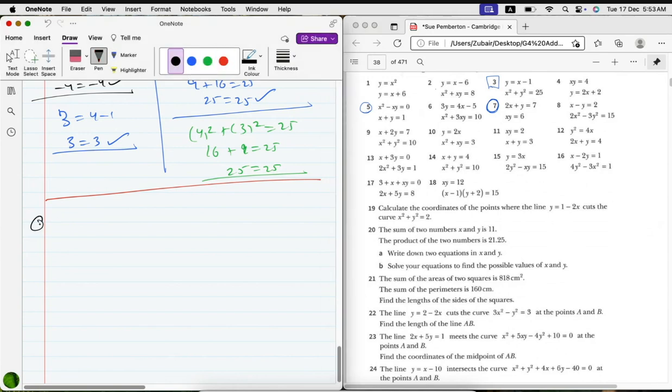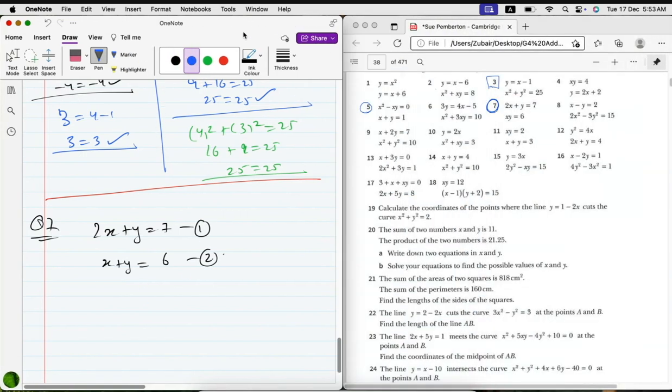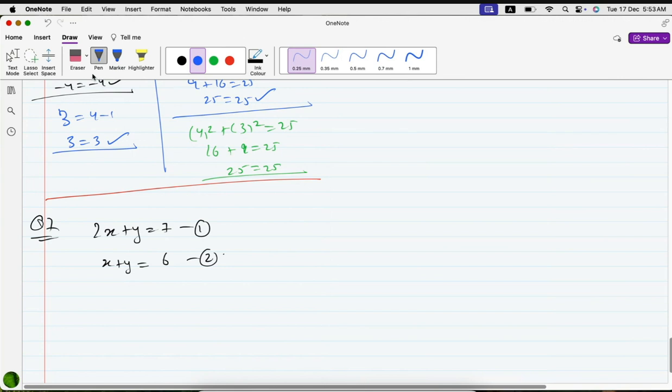I'm going for question number 7. Slightly different arrangement. 2x plus y is equal to 7, equation 1. x plus y is equal to 6. Now we've always picked up and rearranged the linear part. This was x multiplied by y, x into y is equal to 6.